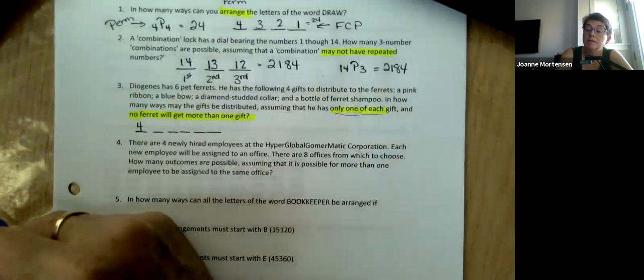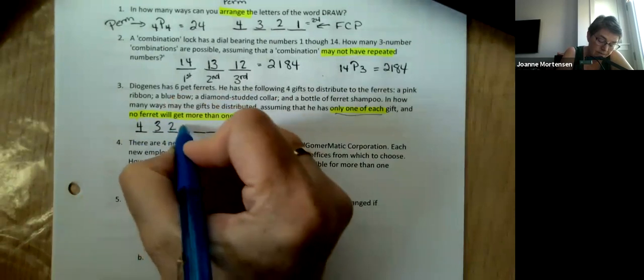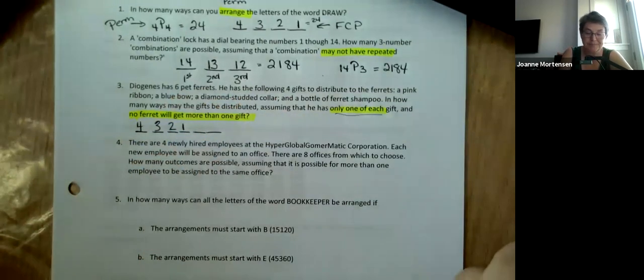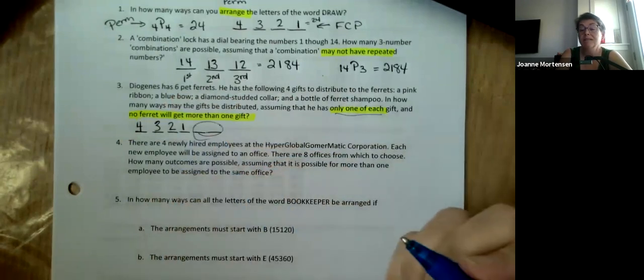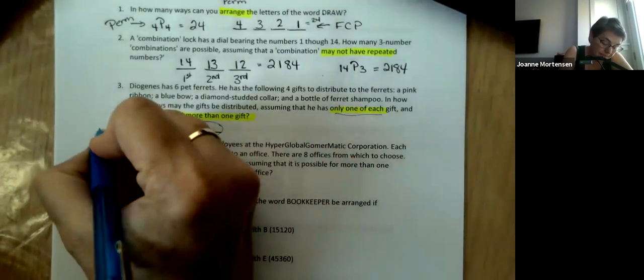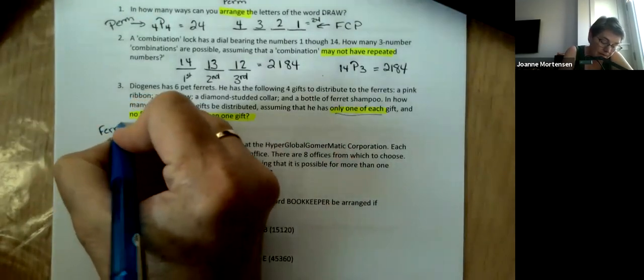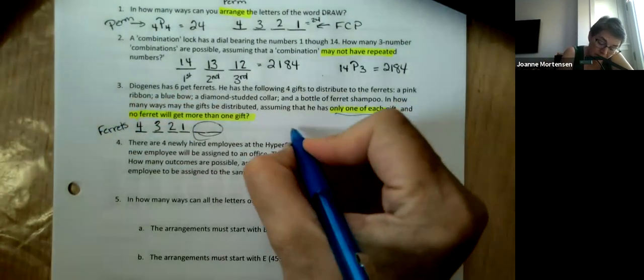And then we go to the next ferret. There's 3, and then there's 2, and there's 1. Doesn't really make much sense, does it? Right? Because when we're doing this, there should be enough numbers, enough things to fill in all the blanks. So this doesn't make sense. Or let's try it the other way.